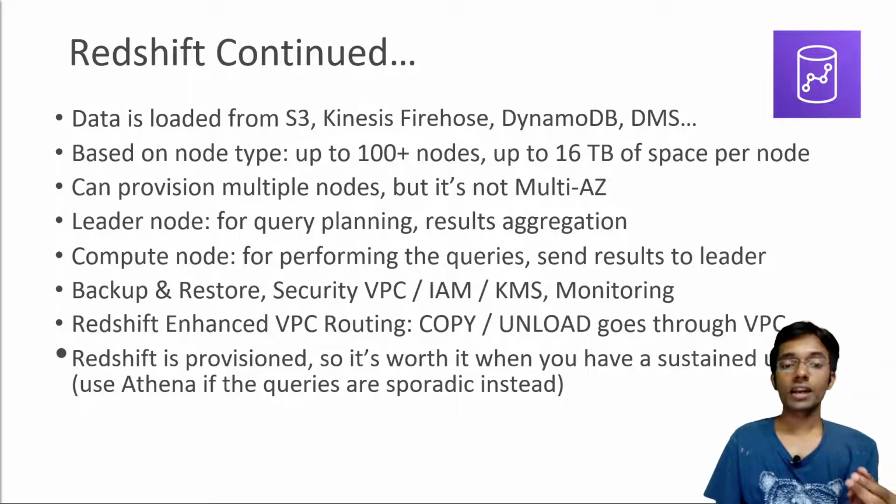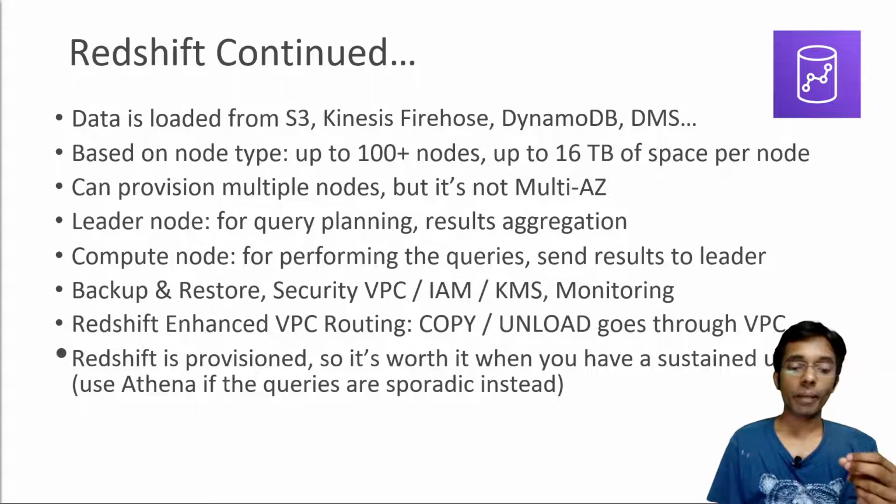Obviously it can increase, and each node can have up to 16 terabytes of space. Again, that number could increase over time. But what this means is that you can get really massive scale for your Redshift cluster. You can provision multiple nodes. But remember, Redshift is not a multi-AZ service. The reason you have it all in one AZ is so that you have enhanced networking and better costing. You have two types of node in Redshift. The leader node is here for query planning and aggregating results from the compute nodes. The compute nodes are here for performing the queries, and they send the results back to the leader node.